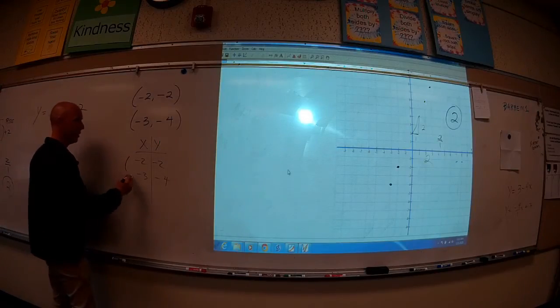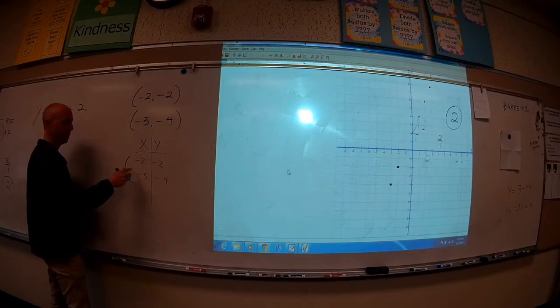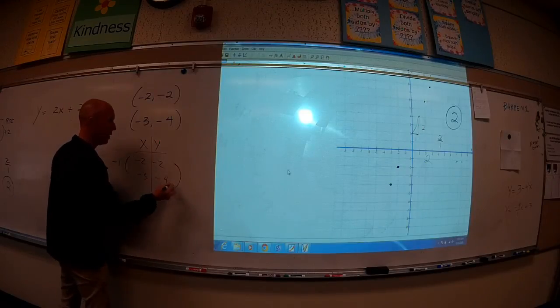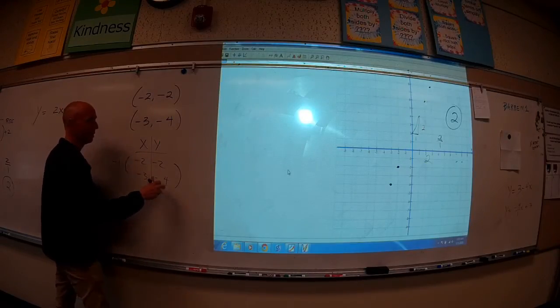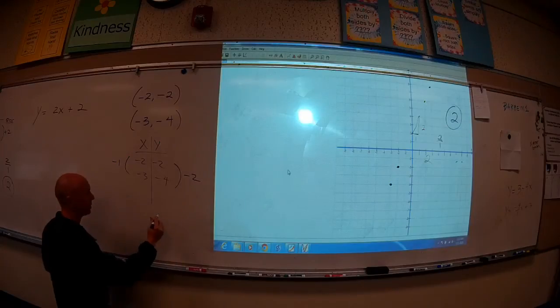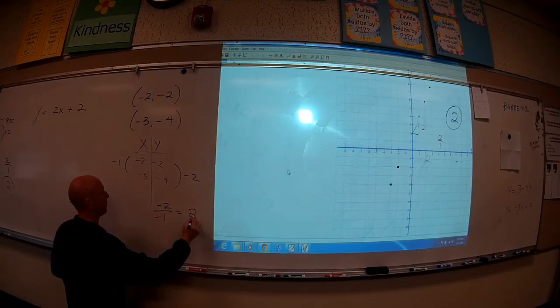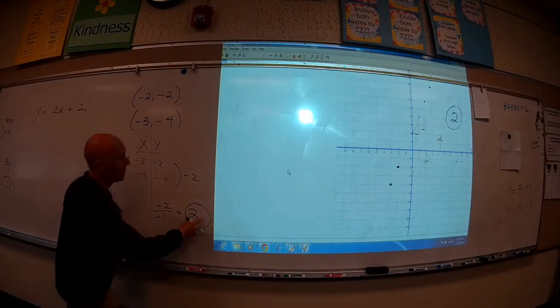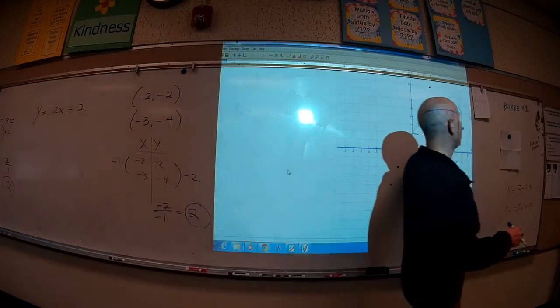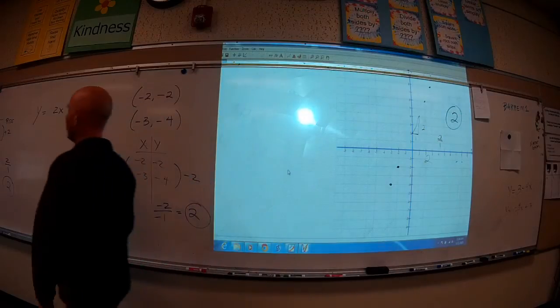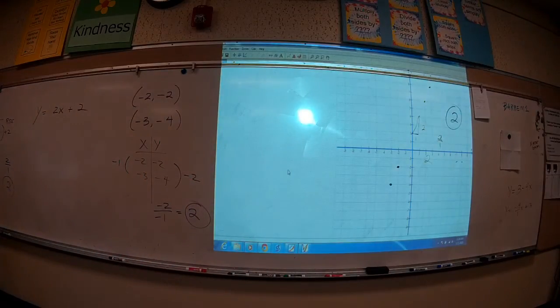So how did it change from here to here? Minus 1. How did it change from here to here? Minus 2. What's the rise? Negative 2. Negative 1. Which is? Positive 2. Oh, look. You see that 2? It's that 2. And it's that 2. They're all the same 2.